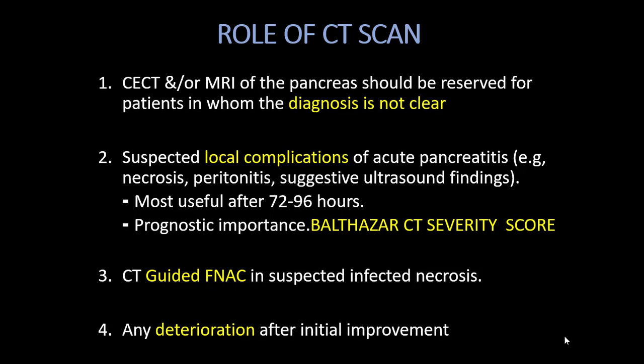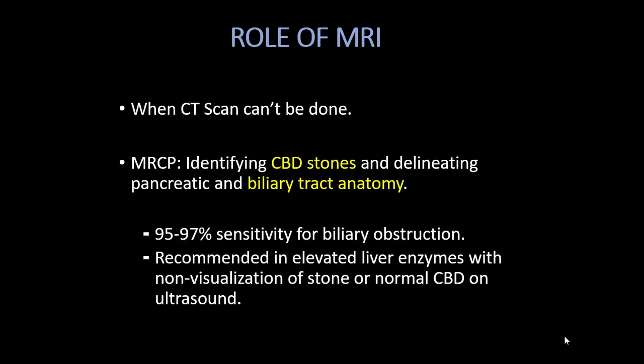If you suspect any infected necrosis, then CT-guided FNAC should be done, and Gram stain and culture should be sent for further evaluation. And if your patient is initially okay but, after the initial management, is deteriorating, then you can consider CT scan to look for any necrosis or collection.